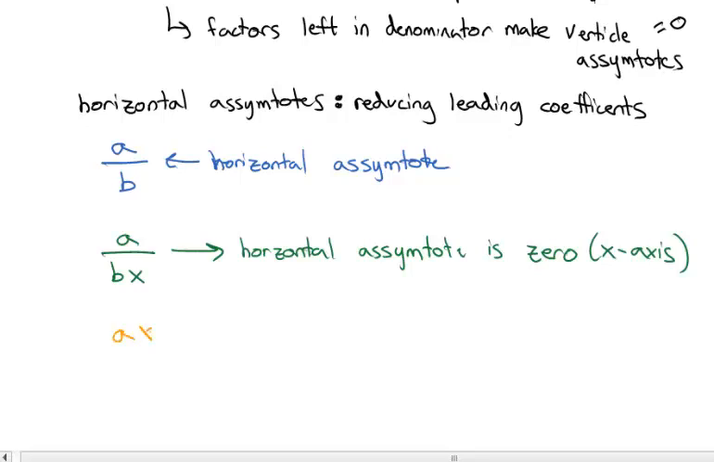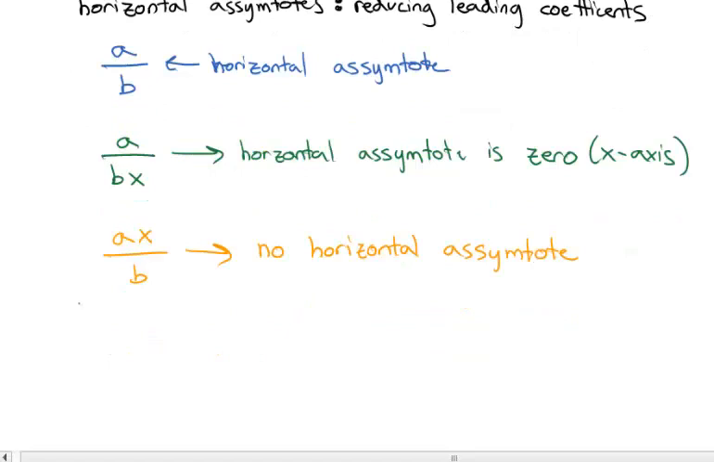If we reduce the leading coefficients, though, and x, maybe it's x squared, maybe it's x cubed, whatever it is, ends up in the numerator, there is no horizontal asymptote. It's actually a slant or a curved asymptote that's going to approach another function. For this course, we're not going to worry about different shaped asymptotes. All right, enough theory. Let's do some examples.